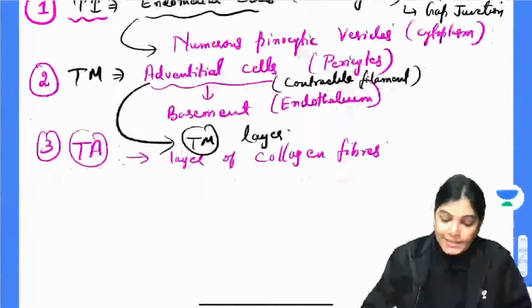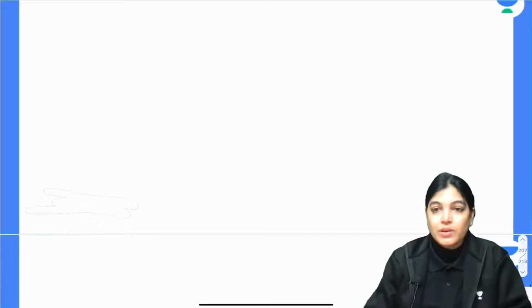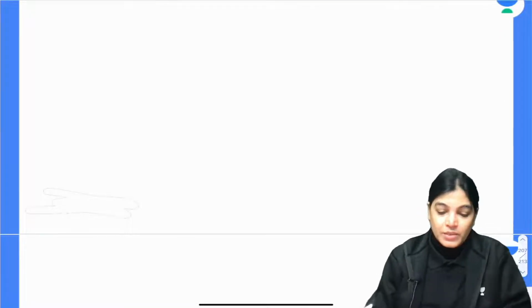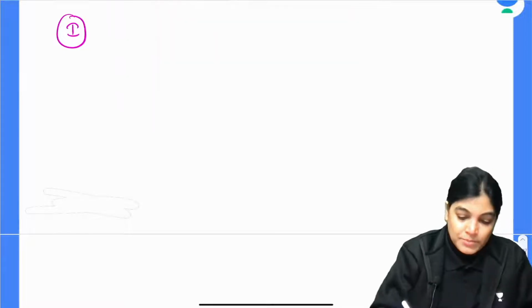So let me write it for you so that afterwards you can revise and will not forget. Let me write the three types of capillaries. One by one I will explain. Which was the first type? The first type is continuous.